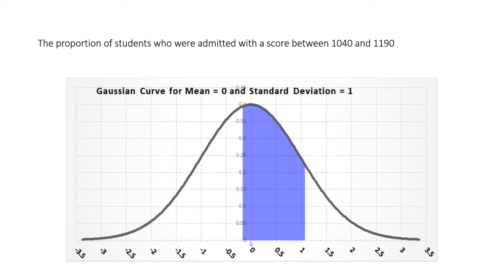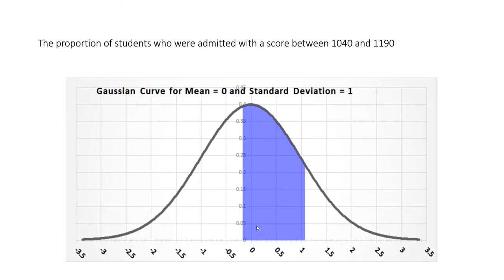And the other x value turned into a z-value of 1.083333, which is approximately right here. And now we're concerned about the area that's shaded in between these two.